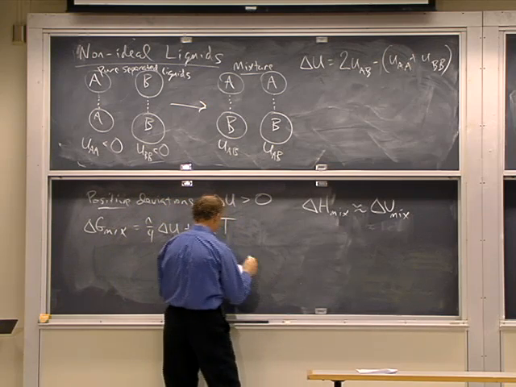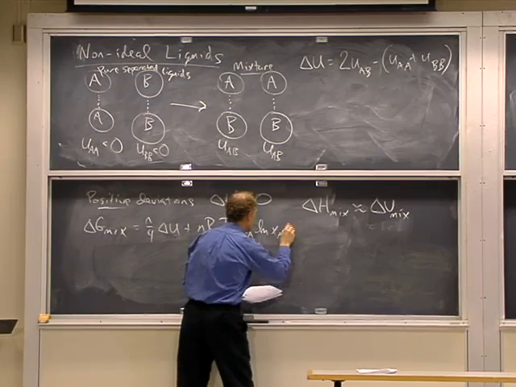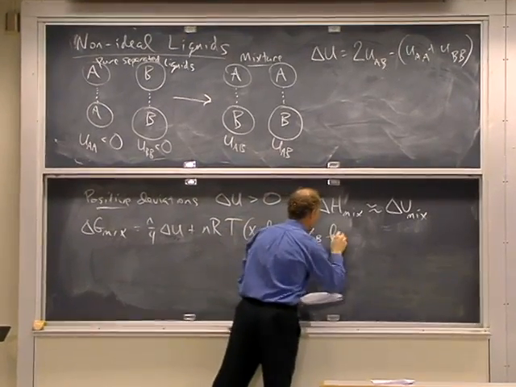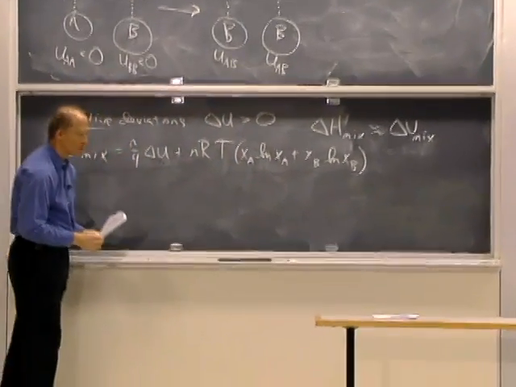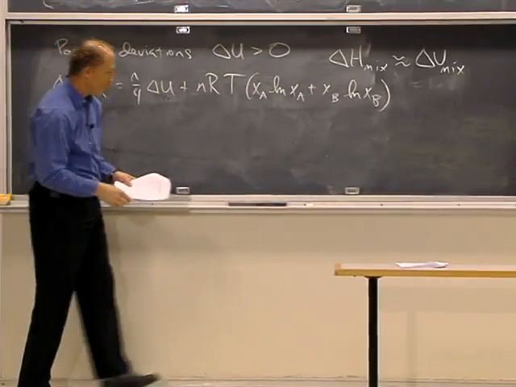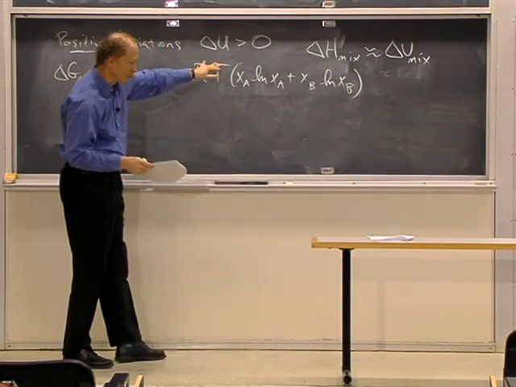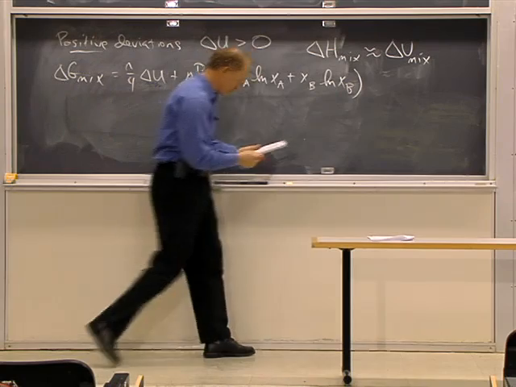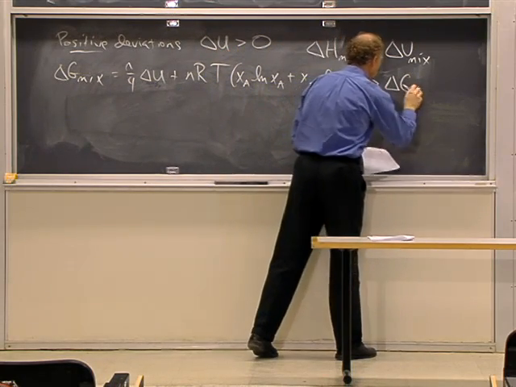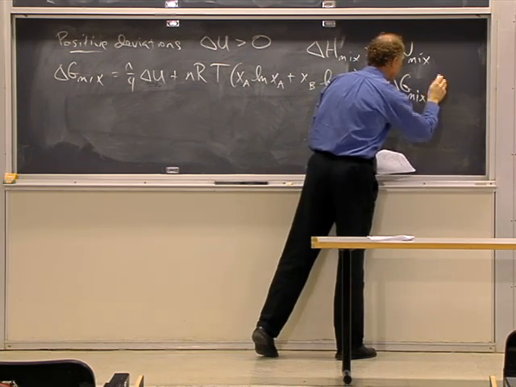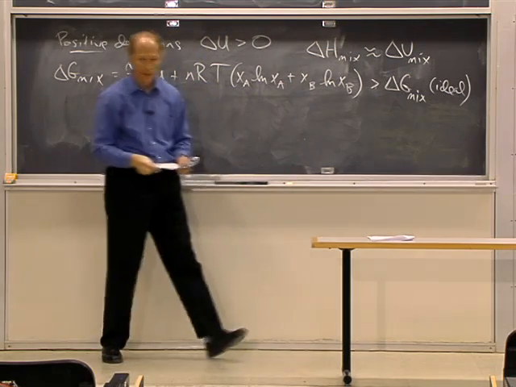That is, the entropy term is still there: XA log XA plus XB log XB. And because we're treating the case where this is positive, that means this is bigger than in the ideal solution case.